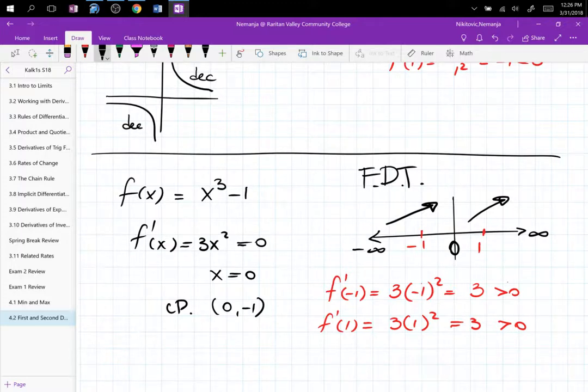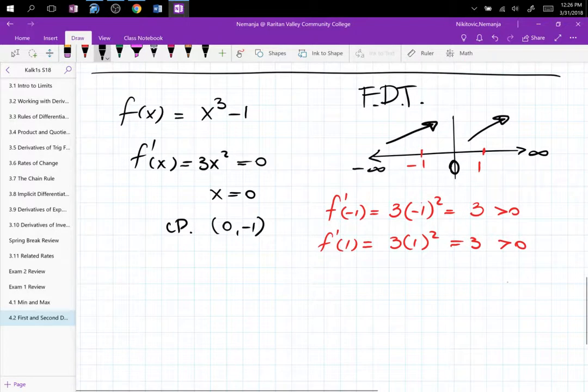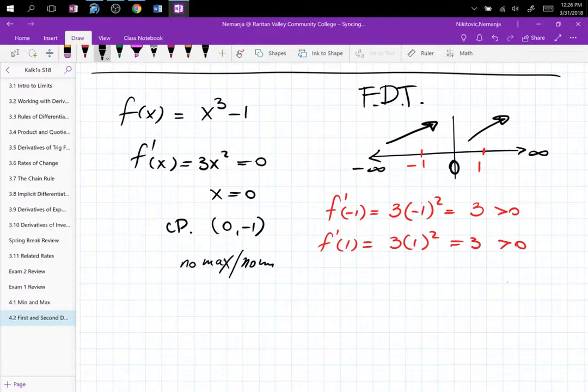So you see from this calculation that the critical point you have is not min, not max, because of the arrangement that the chart gives us. Now we also know what the function looks like, so clearly, no max, no min if you look at the function. So no max, no min.